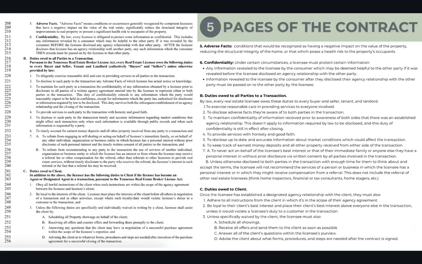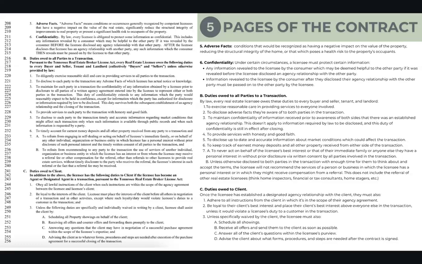Number 6 is confidentiality. Under certain circumstances, a licensee must protect certain information. Any information revealed to the licensee by the consumer, which may be deemed helpful to the other party, if it was revealed before the licensee disclosed an agency relationship, and information revealed to the licensee by the consumer after they disclose their agency relationship with the other party must be passed on to the other party by the licensee.